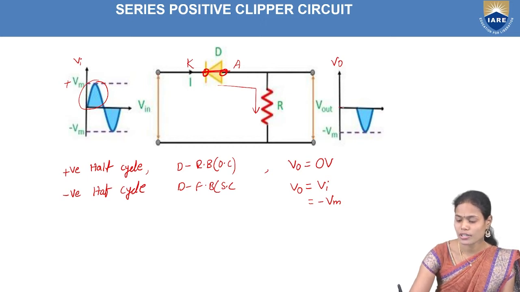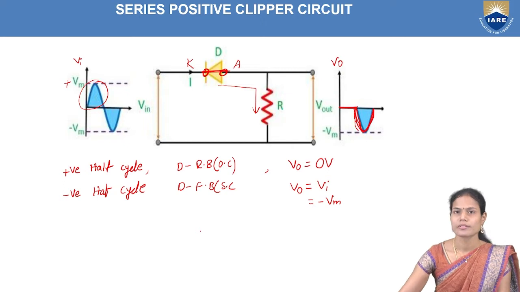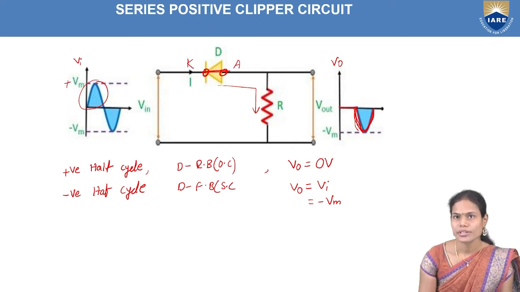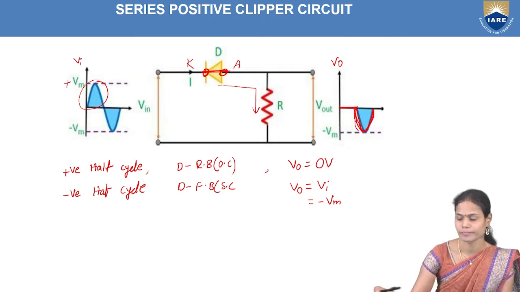For the positive half cycle, the output voltage is 0, so we are indicating it with 0. And during the negative half cycle, our output is minus Vm, so we are indicating it with minus Vm. The name itself indicates that a positive clipper clips the positive portion of our applied signal and passes the negative portion of our applied signal. Positive clipper means it clips off the positive portion of our applied signal.